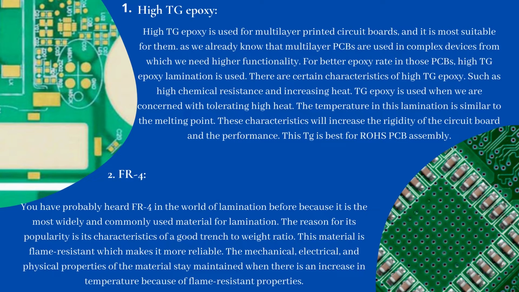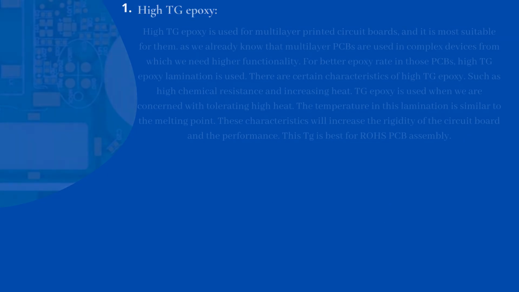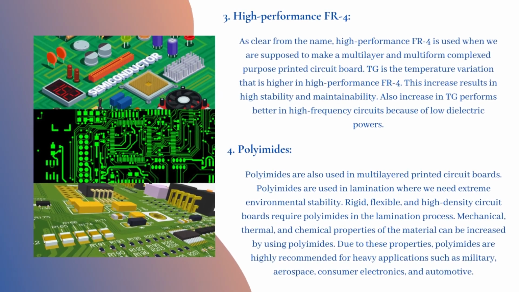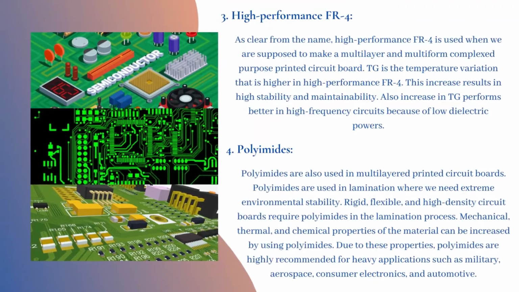FR4. You have probably heard of FR4 in the world of lamination before, because it is the most widely and commonly used material for lamination. The reason for its popularity is its characteristic of a good strength-to-weight ratio. This material is flame resistant, which makes it more reliable. The mechanical, electrical, and physical properties of the material stay maintained when there is an increase in temperature because of its flame resistant properties.